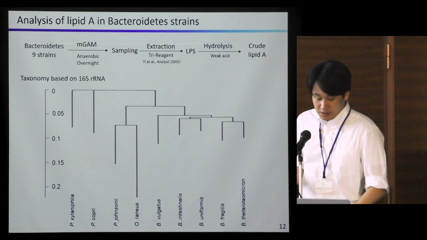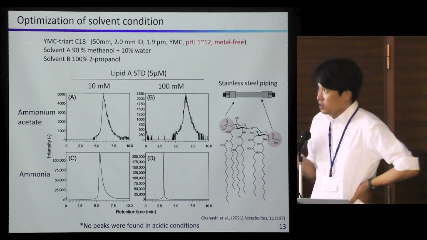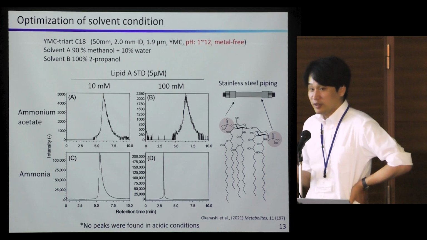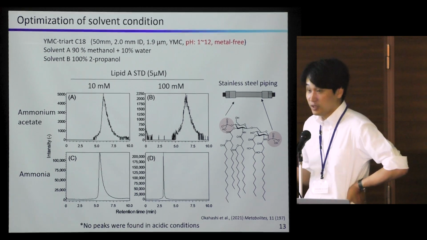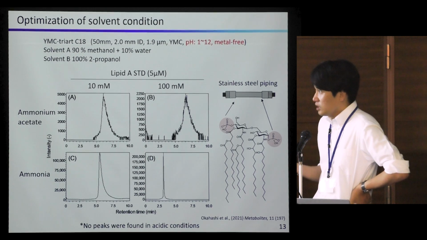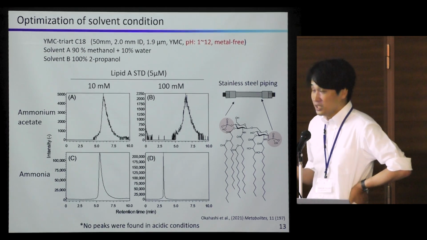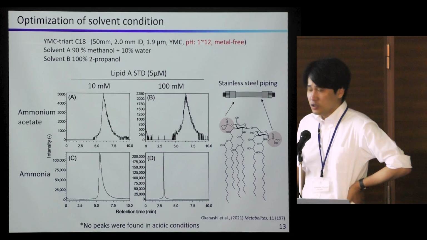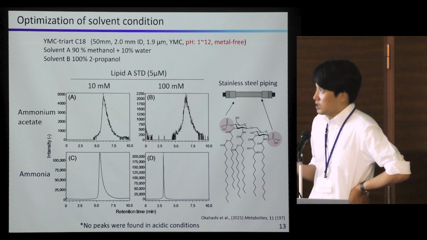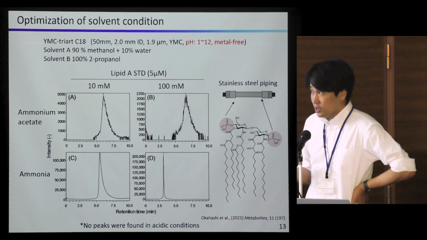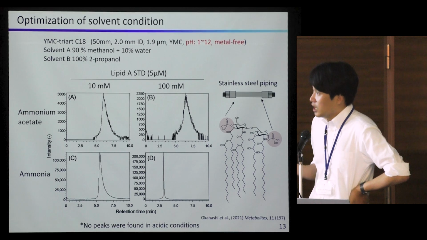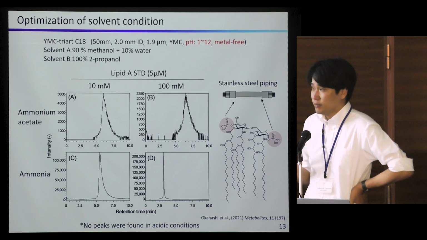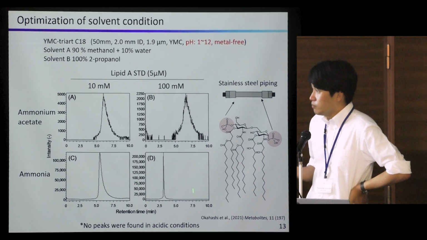Then we analyzed this crude lipidome, but we developed a special experimental system because this phosphate compound easily sticks to the stainless steel piping, and we cannot get a sharp peak. So we optimized the solvent conditions of the LCMS system. Actually, I examined basic alkaline conditions by adding ammonia to the solvent. Then we can get a very sharp peak.